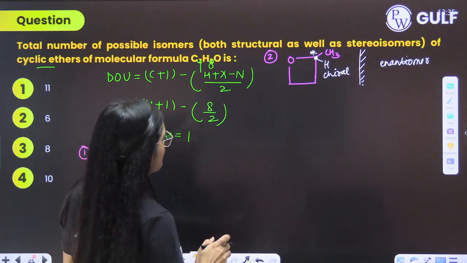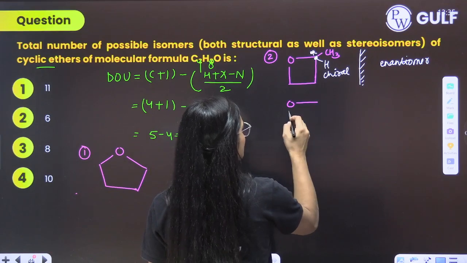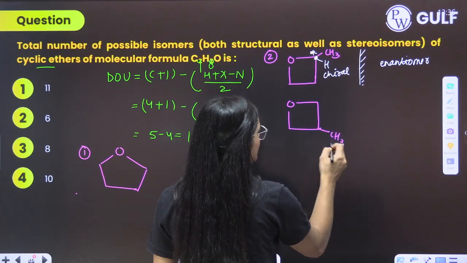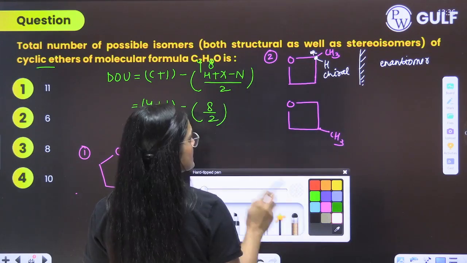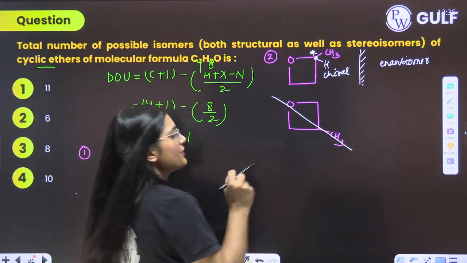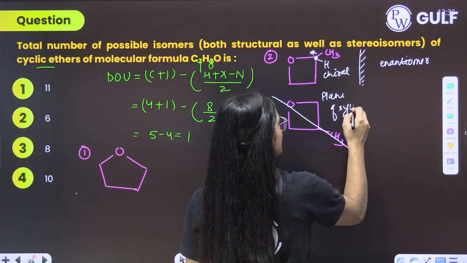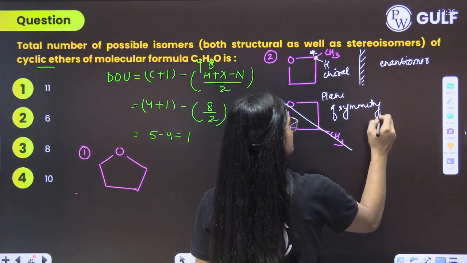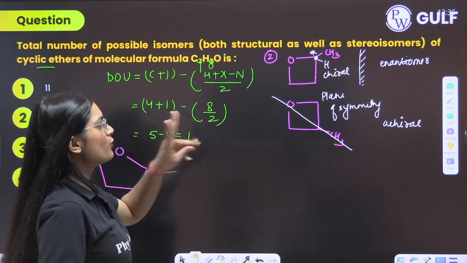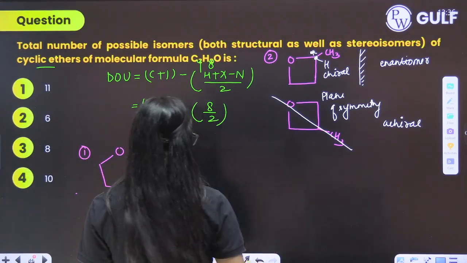Now another possibility is that in the 4-membered ring, you can attach your CH3 here. Now when you have attached your CH3 here, this is achiral, because there is a plane of symmetry. Because of the plane of symmetry, this is achiral and enantiomer is not possible. Now in the 4-membered ring, these two isomers are possible. Let's start with the 3-membered ring.